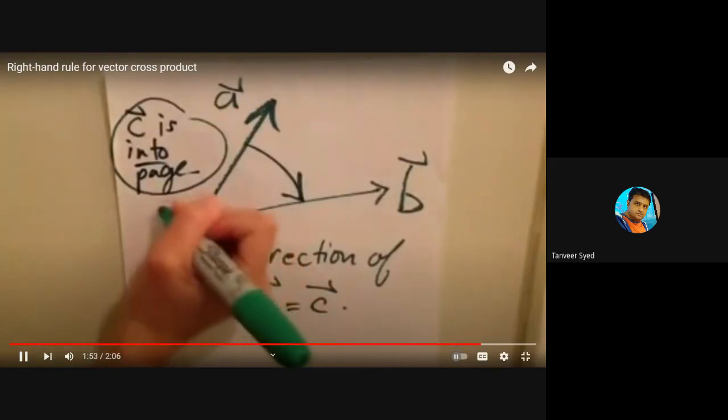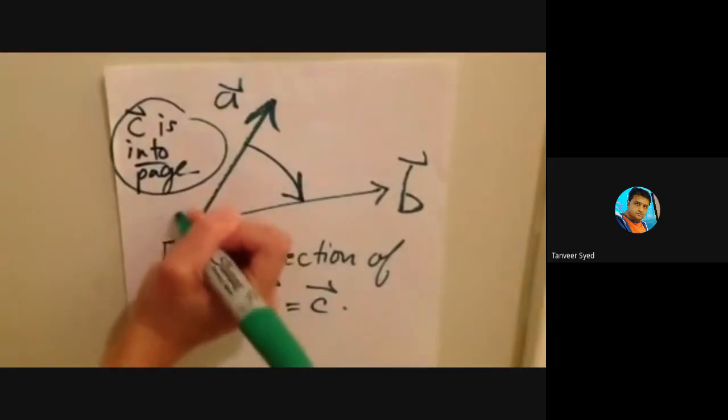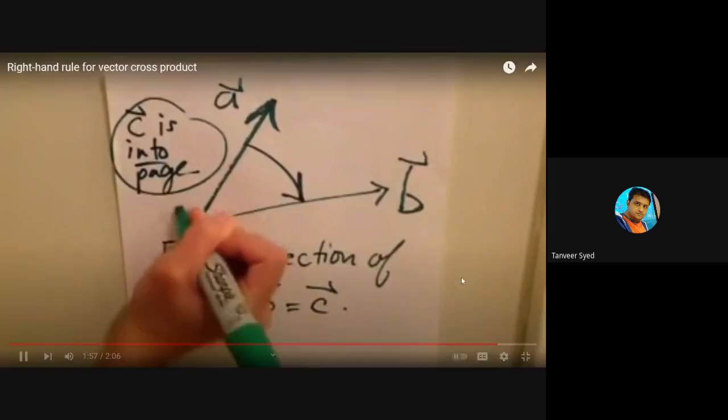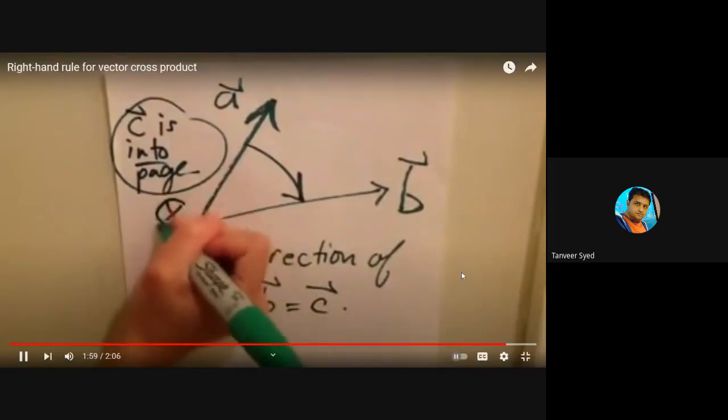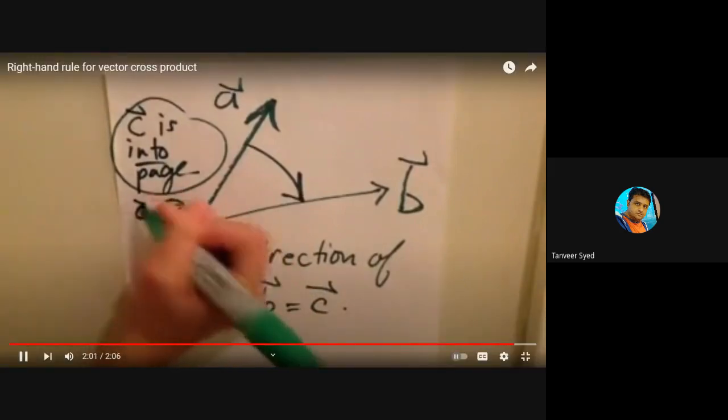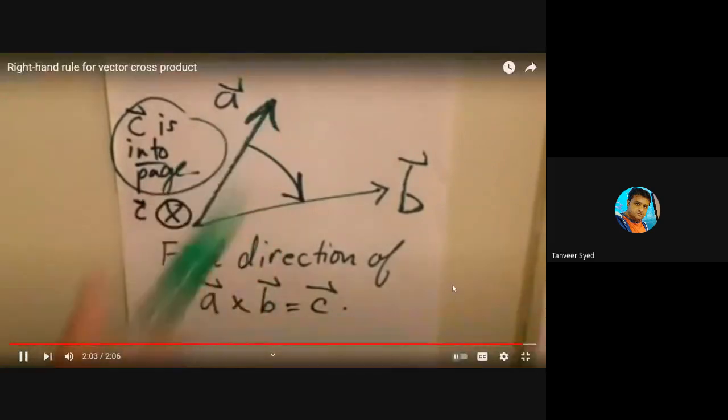Actually, the way we represent that, into the page, is represented by a little X with a circle around it. You're supposed to think of it like the tail feathers of an arrow.